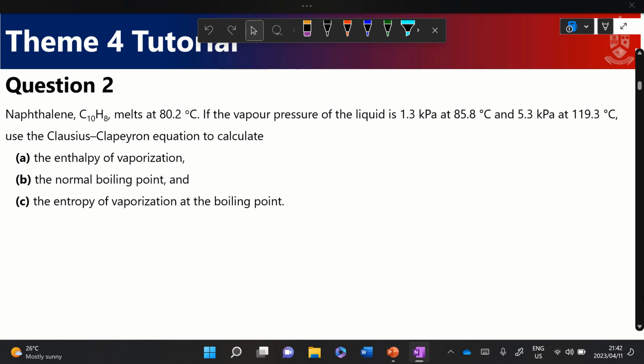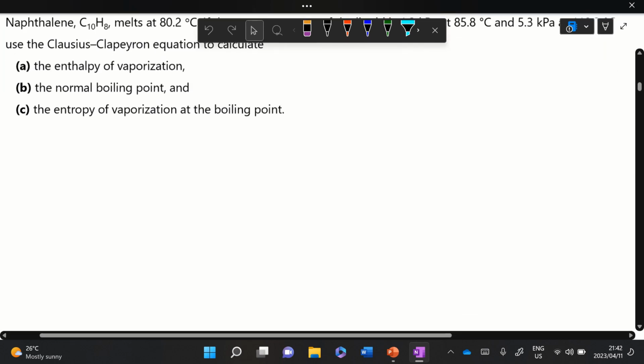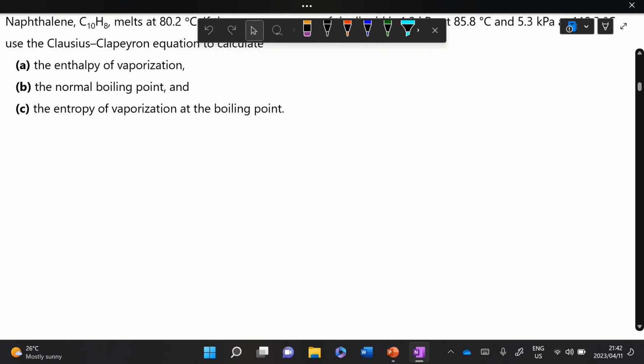Right. So then we're asked to use the Clausius-Clapeyron equation first to calculate the enthalpy of vaporization, the normal boiling point, and the entropy of vaporization. So we're given two sets of vapor pressure and temperature data, and also calculate a bunch of things. So let's just start off by writing the Clausius-Clapeyron equation, so we just have that for reference.